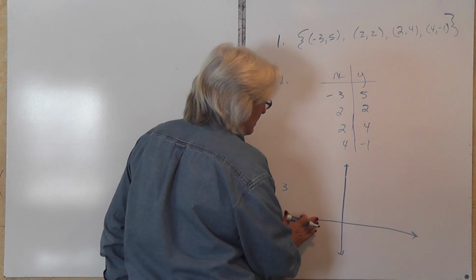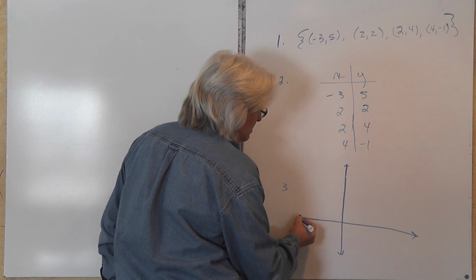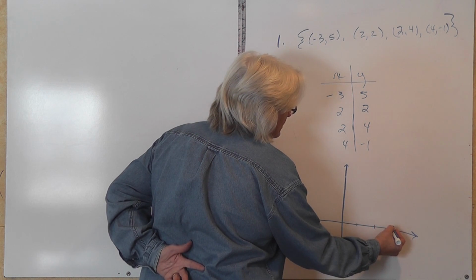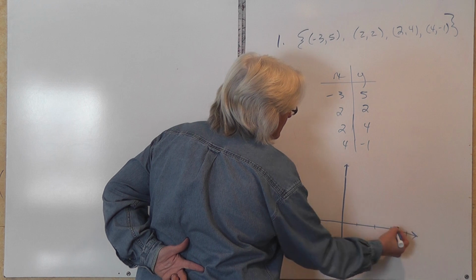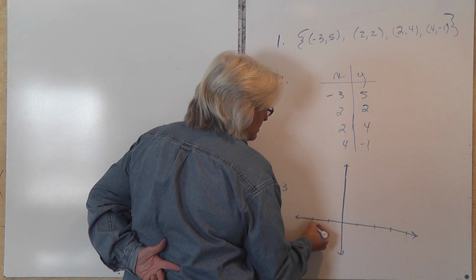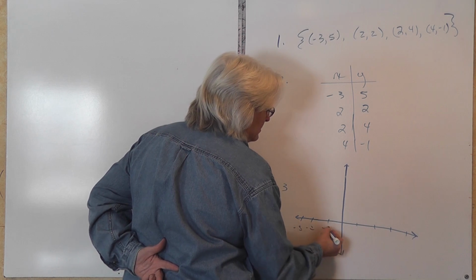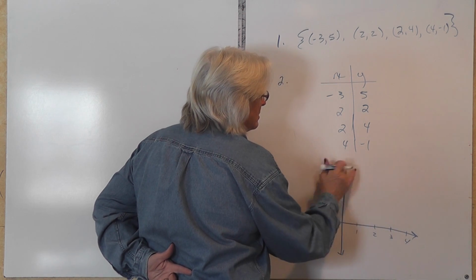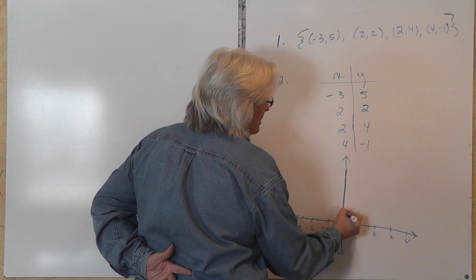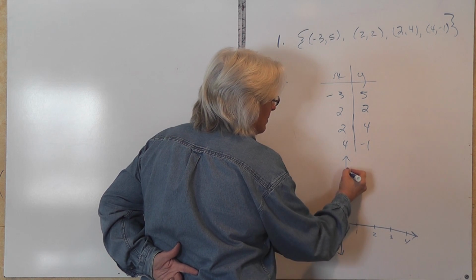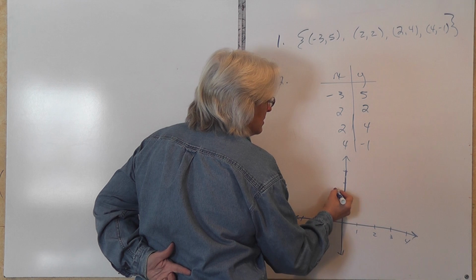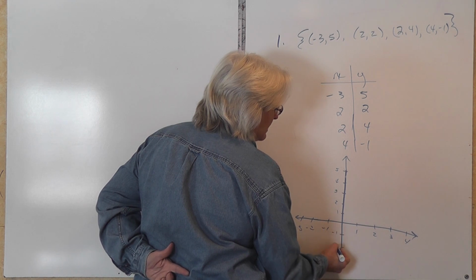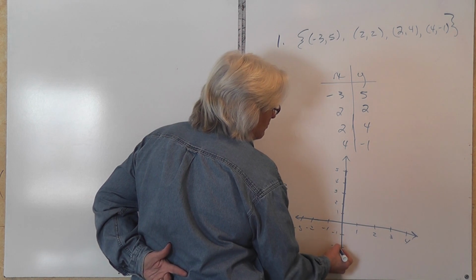So now let me go ahead and label the axes. 1, 2, 3, 4. 1, 2, 3. -3, -2, -1. I'm just sketching in locations on my graph. For the y, I need to have 1, 2, 3, 4, and 5. For the negative y's, I'm just going to put a -1 and a -2.